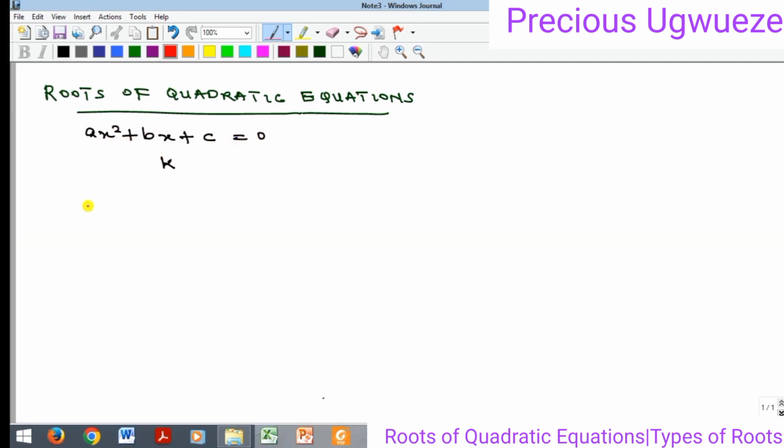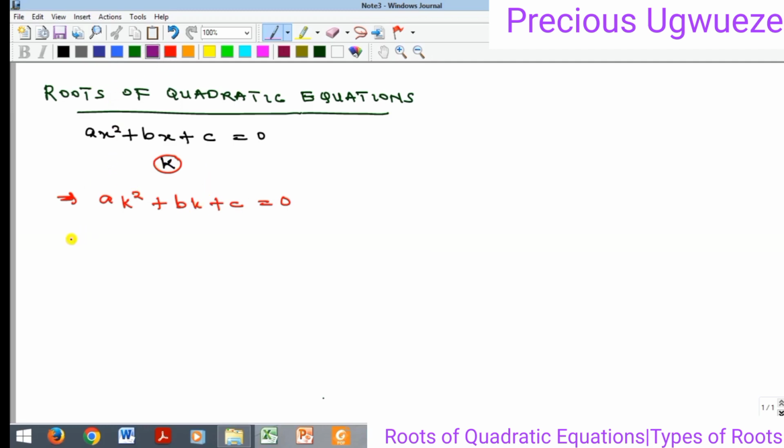So what that means is that if k is a root of this equation, then it implies that a times k squared plus bk plus c is going to give us 0. So we are saying that if k is a root, then x is equal to k. Okay, so we have some examples to see this.